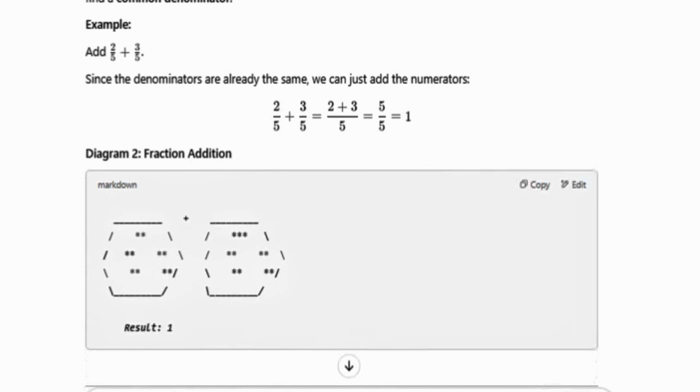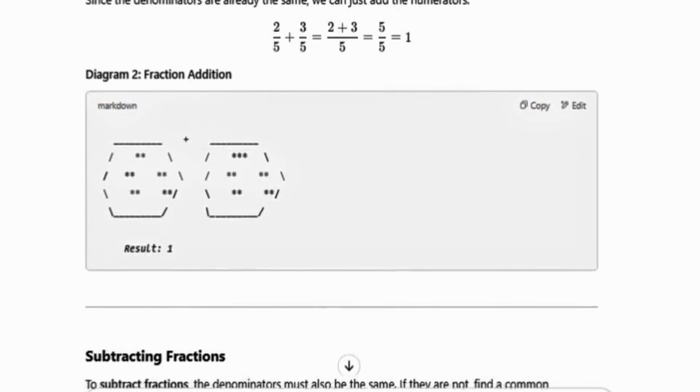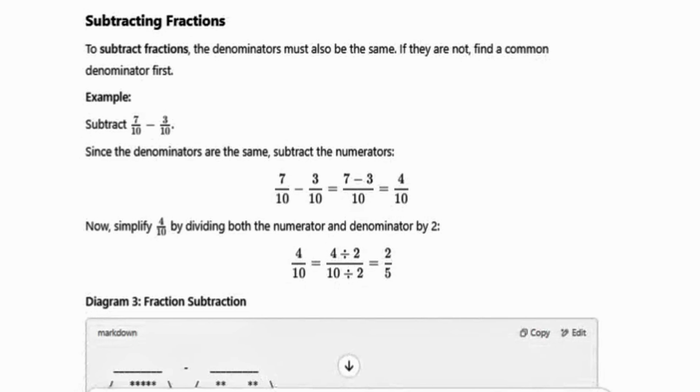Next, let's talk about subtracting fractions. To subtract fractions, the denominators must also be the same. If they're not, we'll need to find a common denominator first. Let's look at the example 7/10 minus 3/10. Since the denominators are the same, we subtract the numerators. 7/10 minus 3/10 equals 4/10.